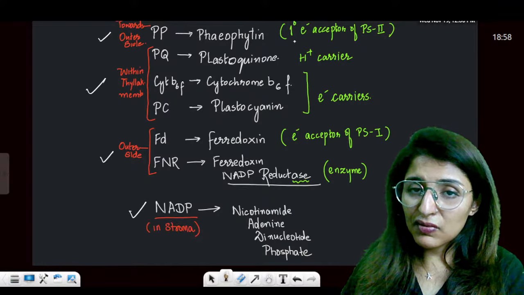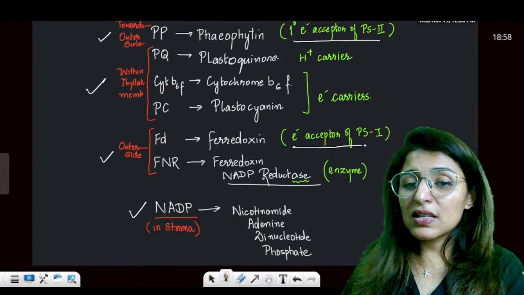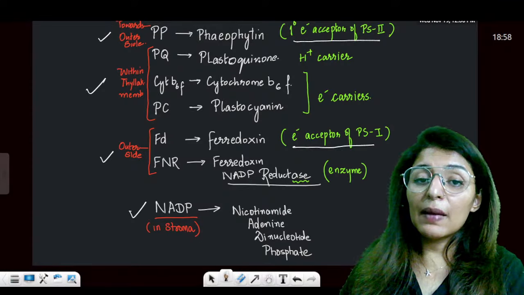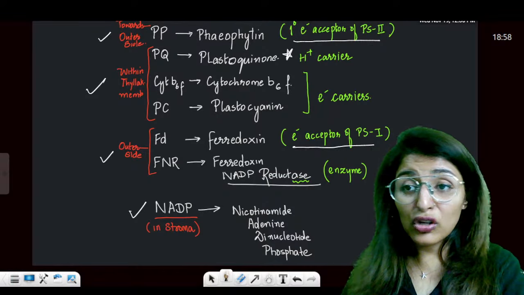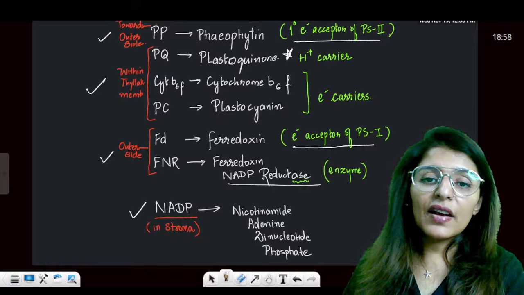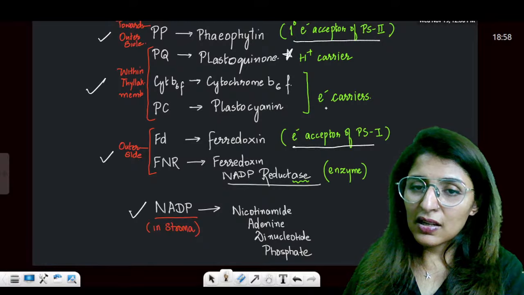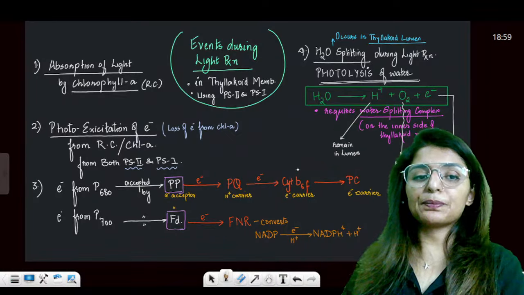And what are their natures? Pheophytin is the primary electron acceptor of PS2. FD is the electron acceptor of PS1. Plastoquinone is the H positive carrier, and that is why it was not transporting electrons all for free, right? While cytochrome B6F and plastocyanin are electron carriers. Please tell me all these points are super clear.